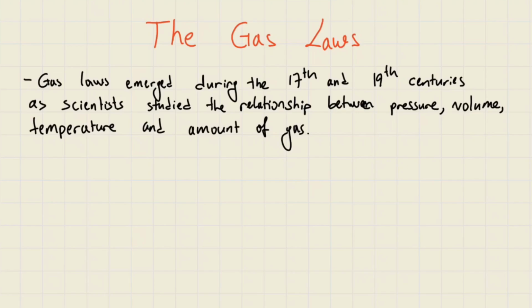Today I will mention 5 different gas laws, but the last one covers all other gas laws and it is the most important one. The name is called the ideal gas law. But before the ideal gas law, I want to mention that these gas laws emerged during the 17th and 19th centuries as scientists studied the relationship between pressure, volume, temperature, and amount of gas. So we have 4 different parameters.